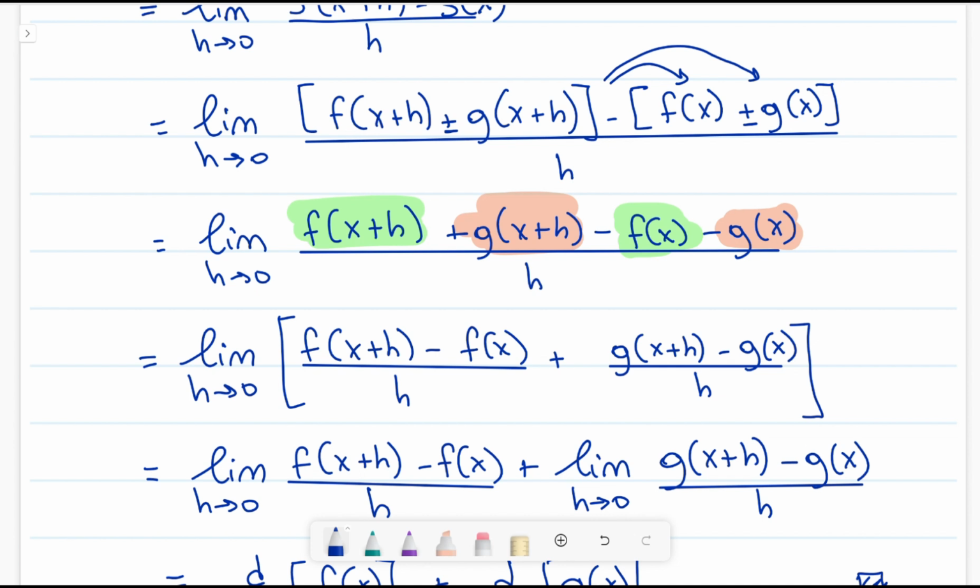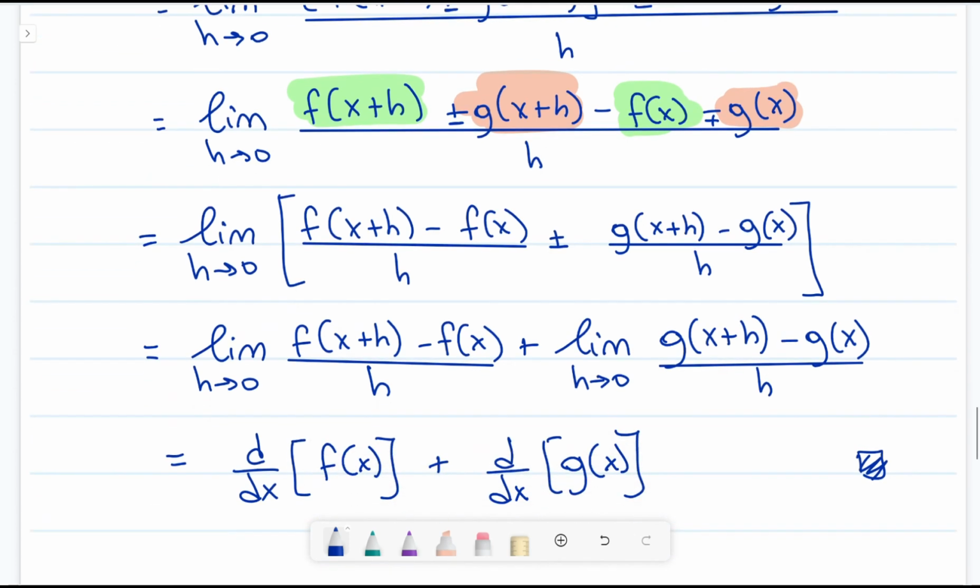So now this becomes f of x plus h plus minus g of x plus h minus f of x. Now instead of the plus minus g of x, because I have a minus multiplied by these signs, it becomes minus plus. So I switch the signs. It becomes minus plus g of x. So this gives us the limit of f of x plus h minus f of x divided by h plus minus g of x plus h minus g of x divided by h. So we factored out the plus minus.